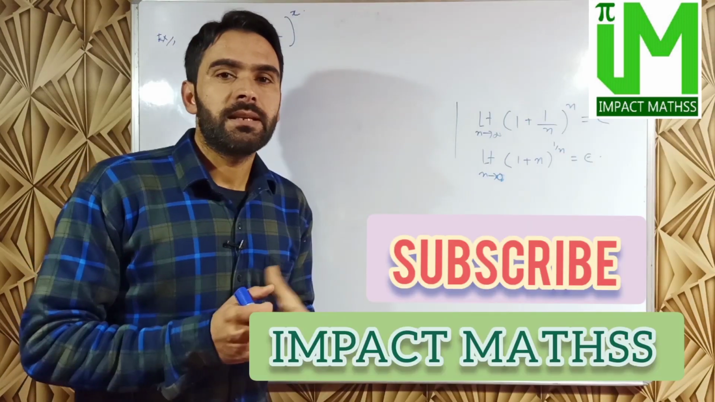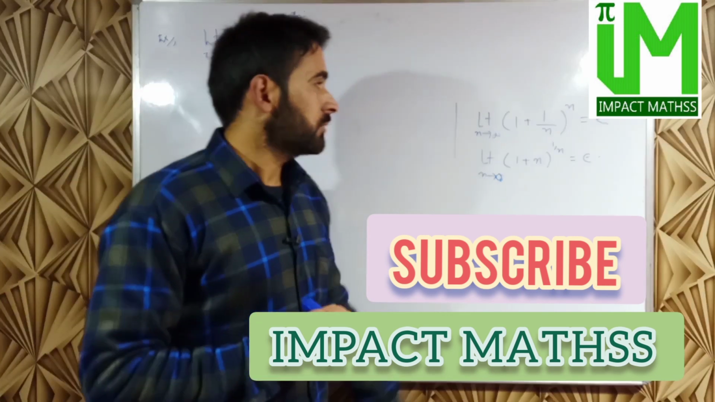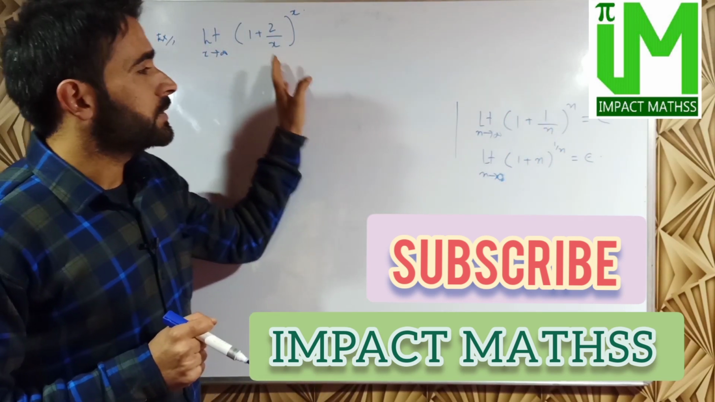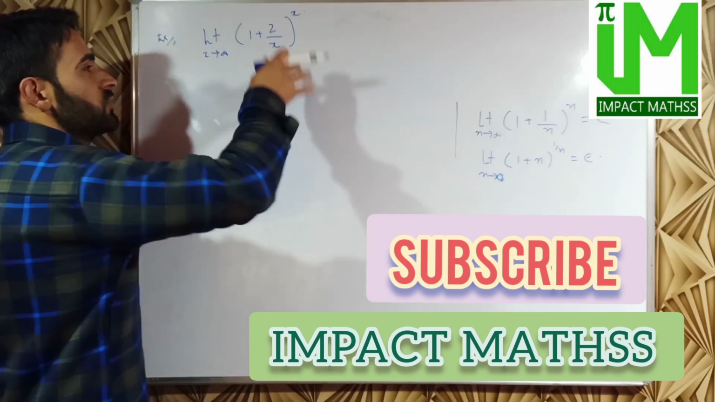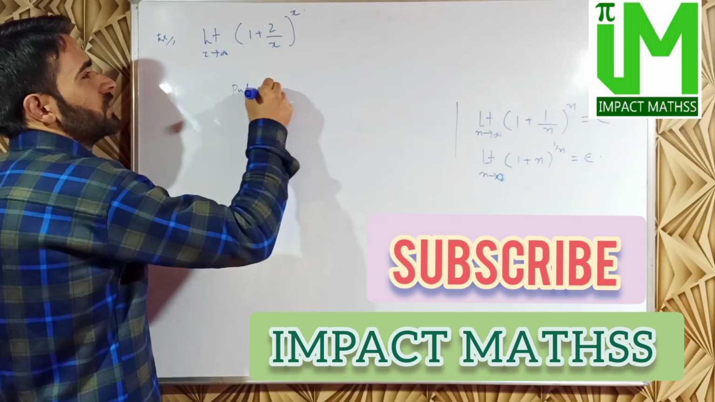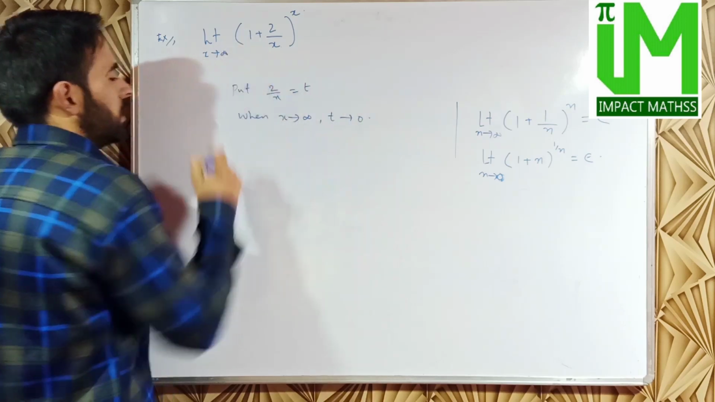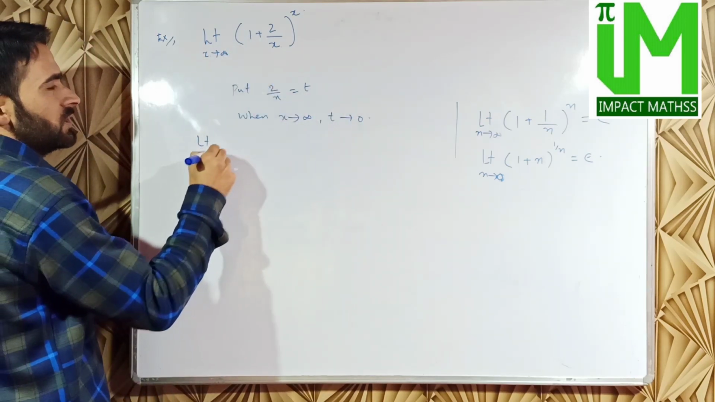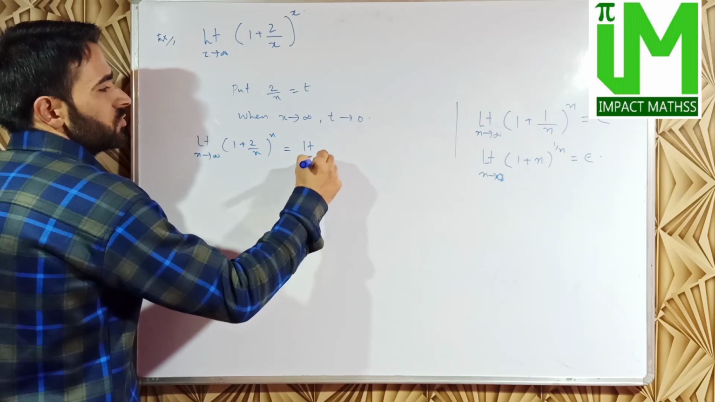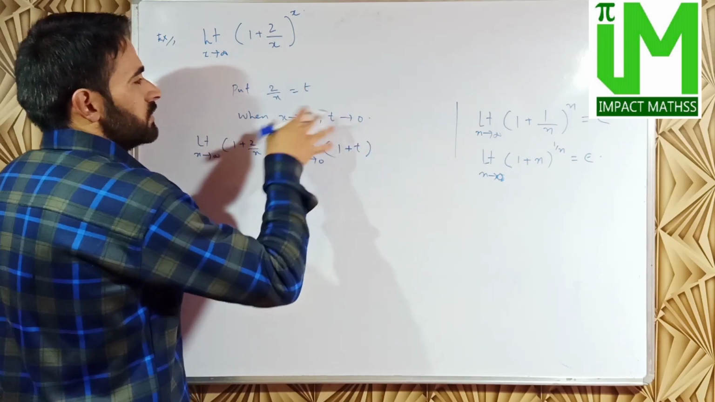Now our second example is limit x tends to infinity, (1 plus 2 over x) to the power x. If we minutely observe this limit, in the numerator we need 1, but here we have 2. That means we have to transform this limit in these terms. We can do so by substituting 2 by x with some other variable. So put 2 by x equal to t, so that when x tends to infinity, t tends to 0. Thus we can write this limit as limit x tends to infinity (1 plus 2 over x) to the power x, and this will be reduced to limit t tends to 0, 1 plus t, where 2 by x is replaced by t, to the power x.